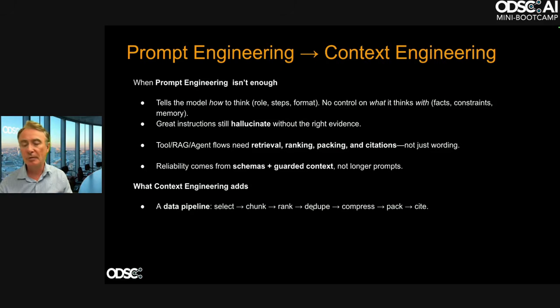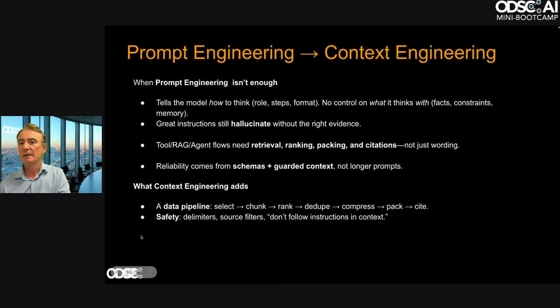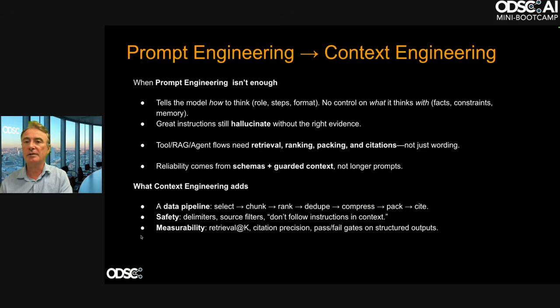It's got to remove duplicates. It's got to compress that, because a lot of context engineering is about minimizing the number of tokens you want to use for the output. Then you've got to pack that up, cite it, and do all kinds of stuff with it. And you want to have safety in there: delimiters, source filters, and measurability. Retrieval at K, also known as recall at K.